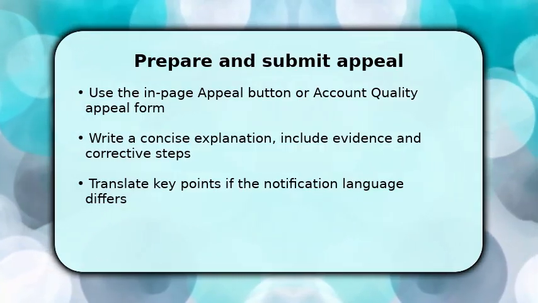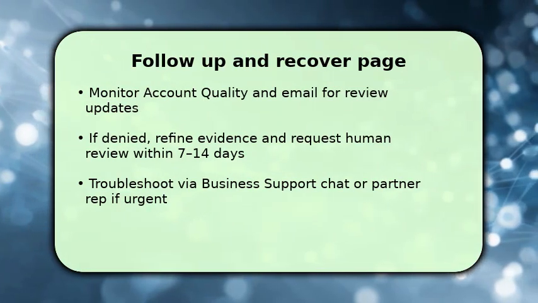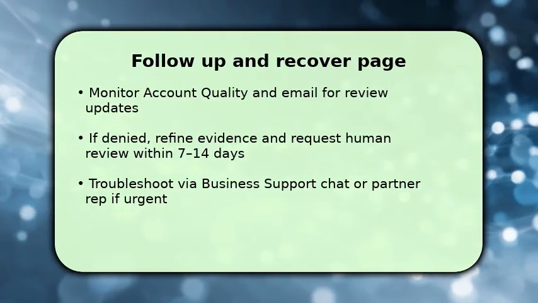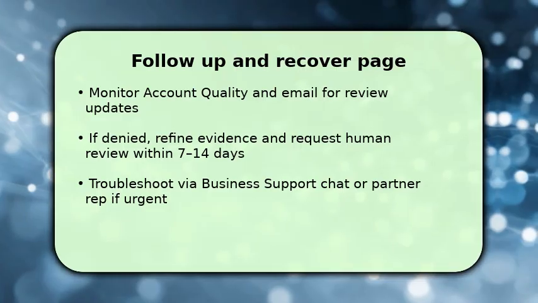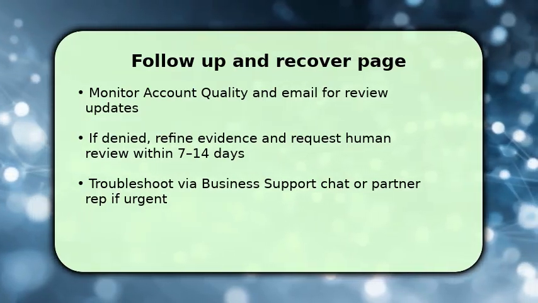Finish by actively monitoring account quality and the email linked to your page for the review outcome, and respond quickly if Facebook asks for more info. If the appeal is denied, don't panic. Refine your evidence, clarify policy points, and request a human review within the 7 to 14-day window.